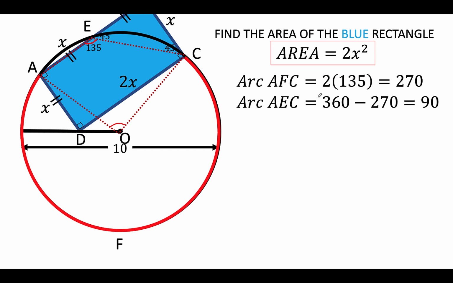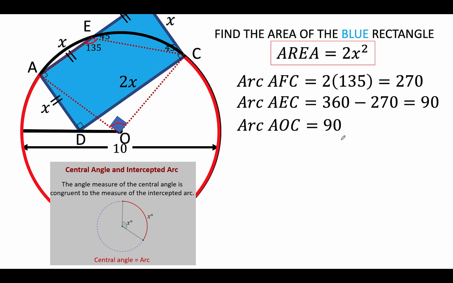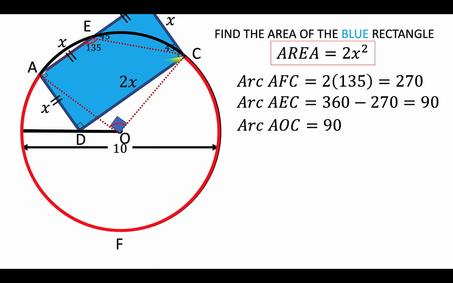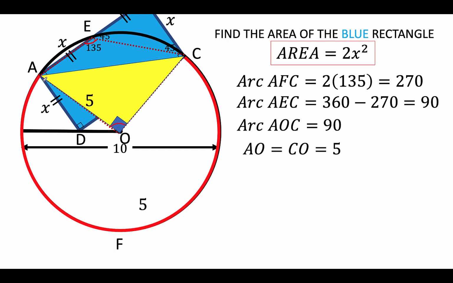So 270 plus 90 gives us 360 degrees, which is the measure around the circle. Since the measure of arc AEC is equal to the measure of the central angle AOC, that means that angle AOC is equal to 90 degrees from the central angle theorem. This now brings us closer to finding the length of side AC. So let's construct this yellow triangle again. What kind of triangle is this? We know that this is a right angle, and sides OA and OC are both radii of the same circle, and they are both equal to 5 units.